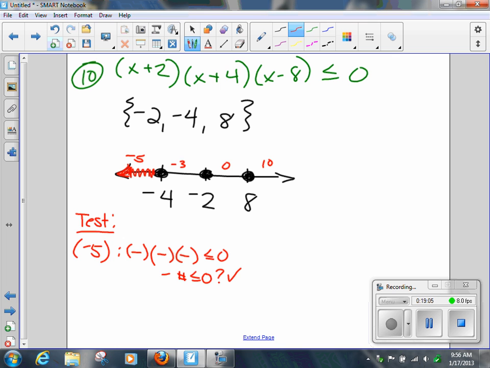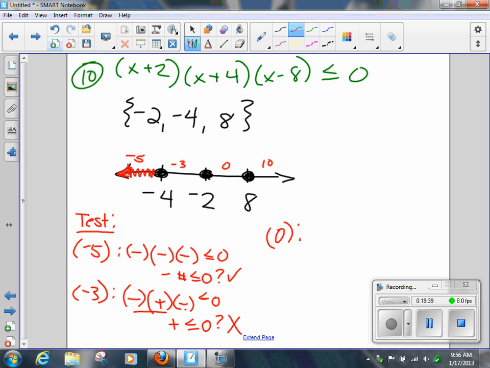Okay? Let's try the negative 3. Negative 3 plus 2 is negative 1. Negative 3 plus 4 is positive 1. Negative 3 minus 8 is negative 11. That's a negative times a negative, which is a positive. Is a positive number less than or equal to 0? No, we're not shading that portion in. Let's check 0.